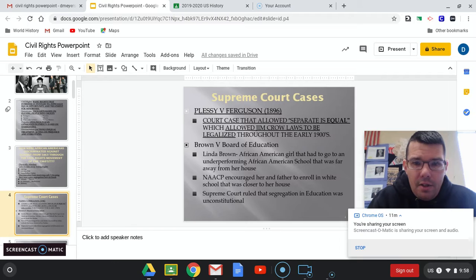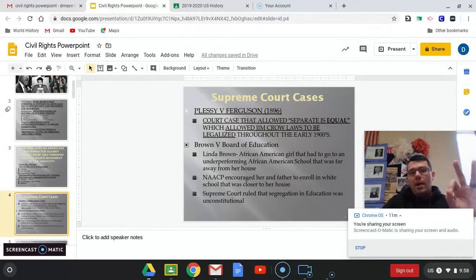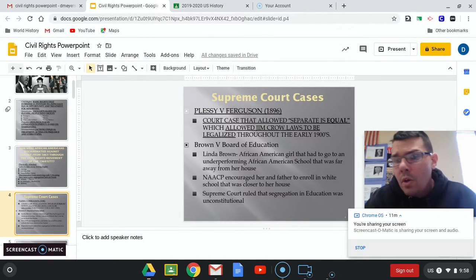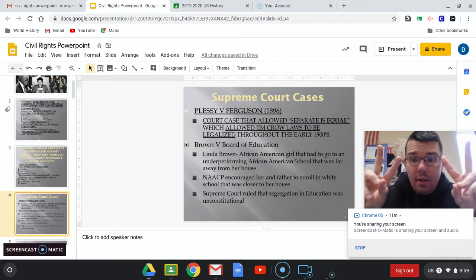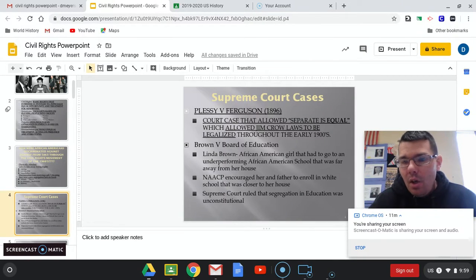So now there are two major court cases that you need to know. One is Plessy versus Ferguson. This is in 1896. What allowed segregation to occur? Well, it was this court case. The Supreme Court ruled in Plessy versus Ferguson that states were allowed to separate based upon race as long as the facilities were equal. Now that's BS.